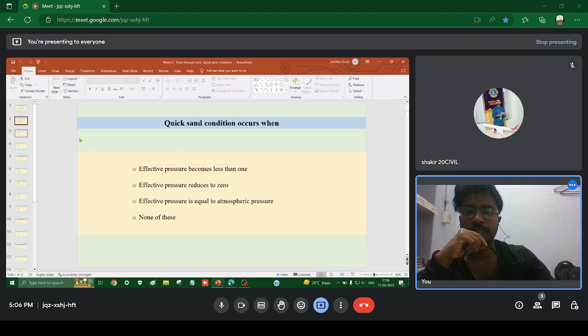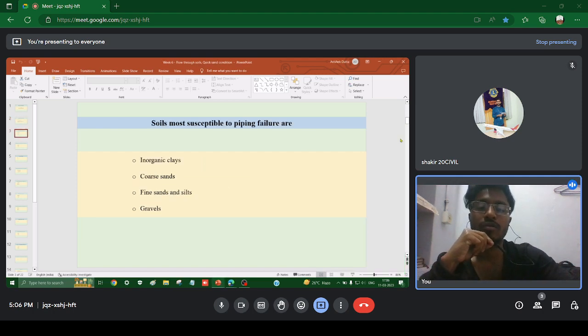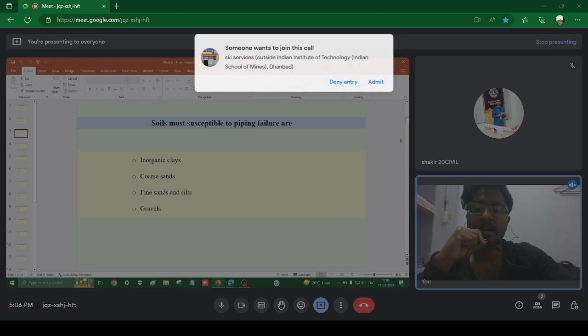Next question. Soils most susceptible to piping failure are. You have to tell me which kind of soil are more vulnerable to piping failure. The options are: inorganic clays, coarse sands, fine sands and silts, gravels.